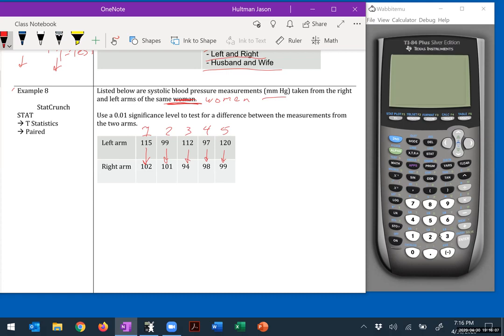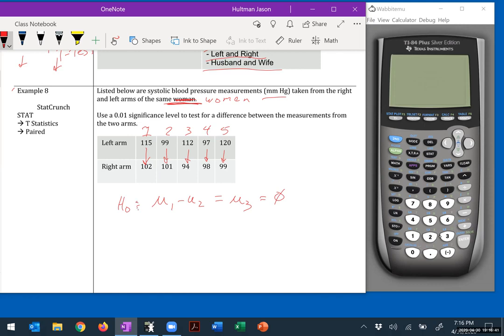If it was a hypothesis test, it would still be mu1 minus mu2, but in this case, that's mu3. And in order to know if there's a difference between mu1 and mu2, we want to know, is mu3, the difference, equal to 0? That's how we're going to test this hypothesis.